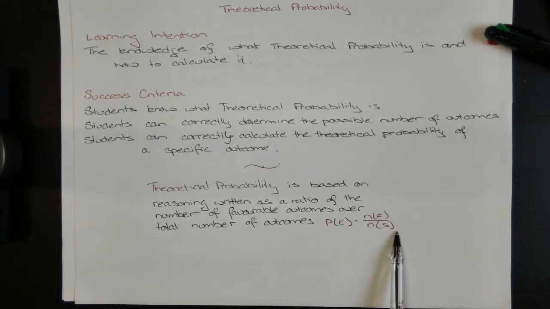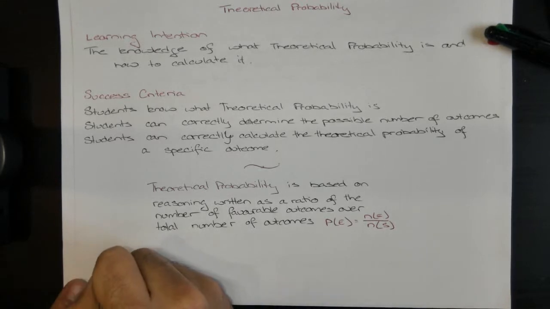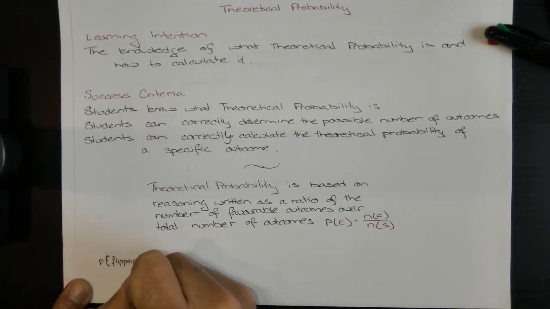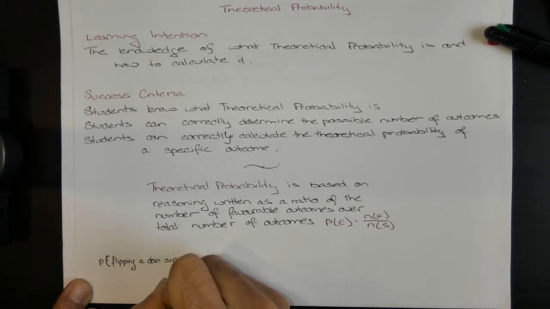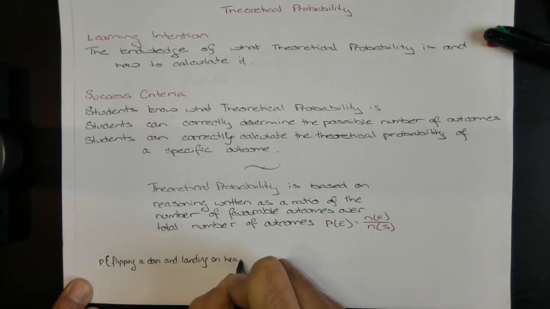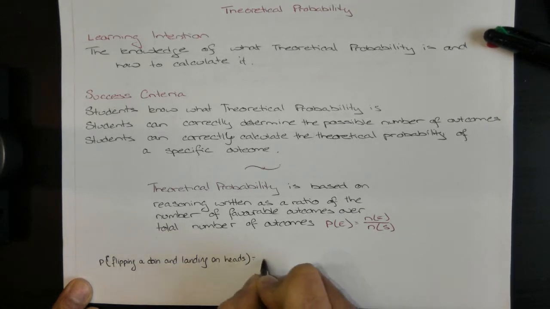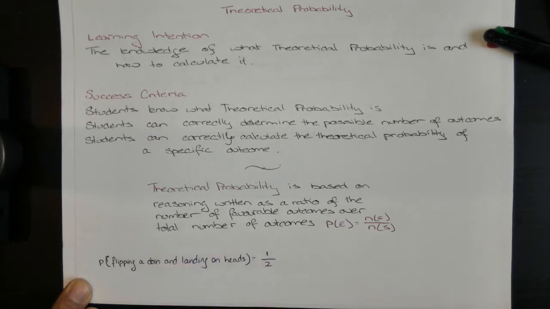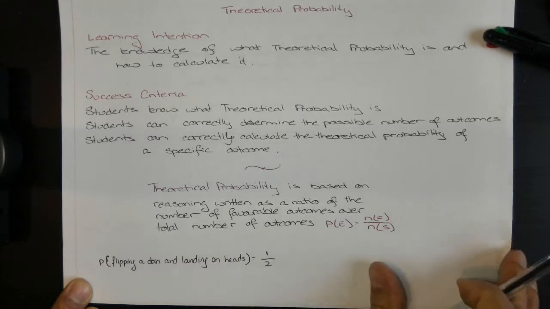So, for example, flipping a coin, the probability of flipping a coin and landing on heads. There are two outcomes, and landing on heads is one. So that's what we mean by theoretical probability. The reasoning of the outcomes over the sample space.